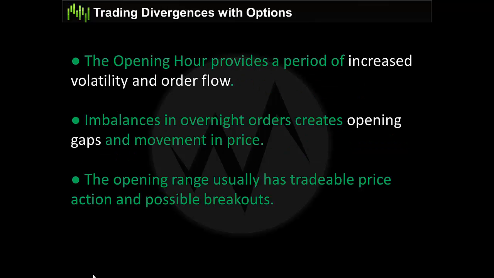For our purposes, trading divergences with options, the opening hour provides a period of increased volatility and order flow. The imbalances in the overnight orders create opening gaps and then also movement in the stock price. The opening range usually has tradable price action.